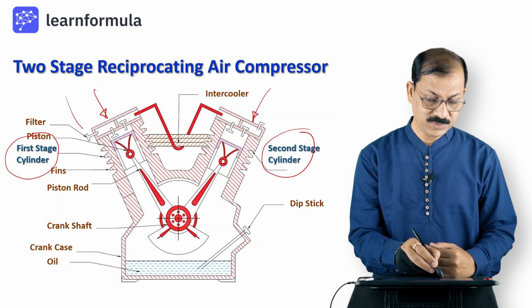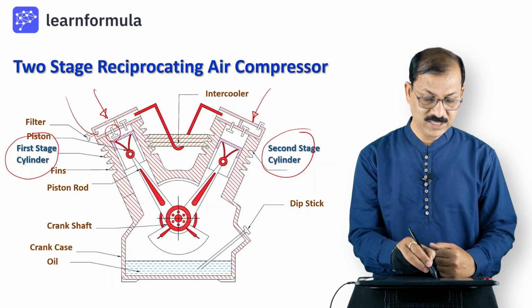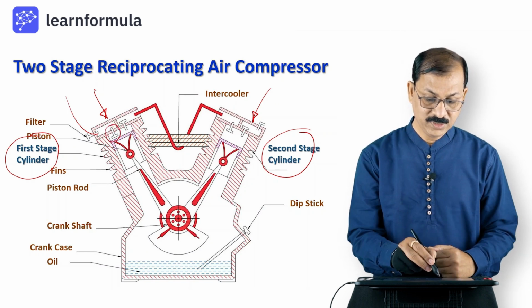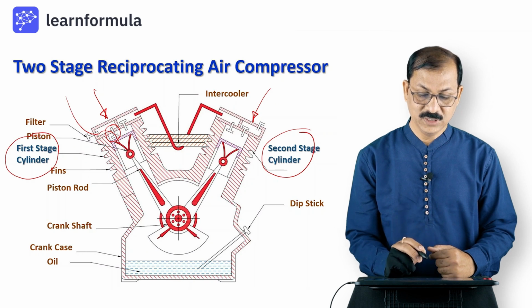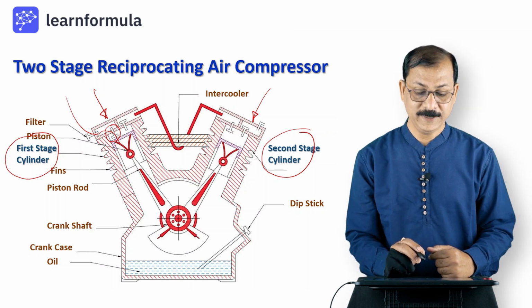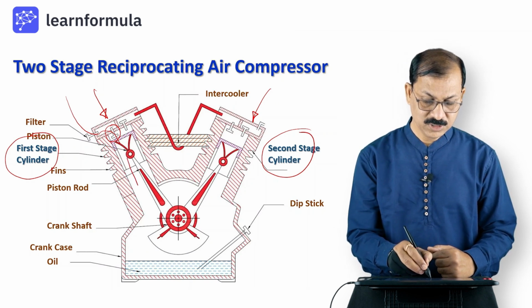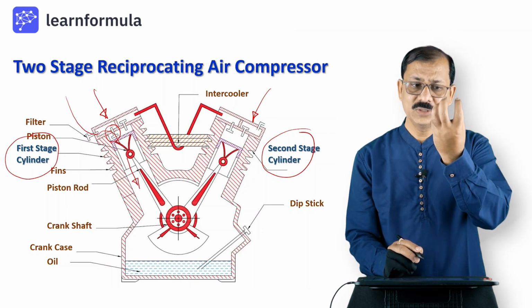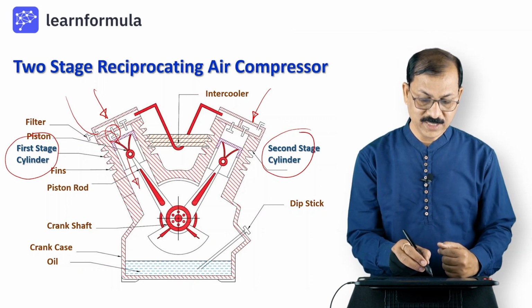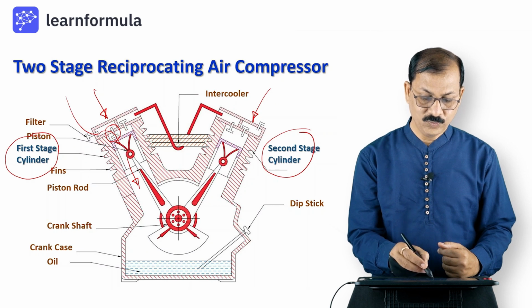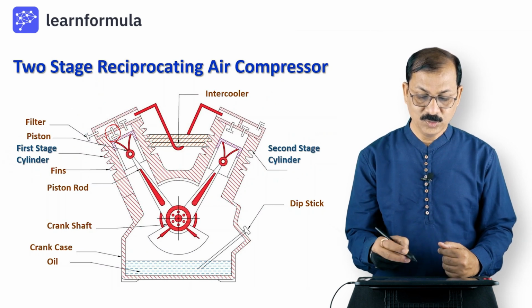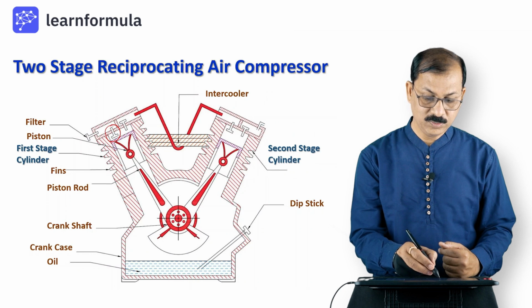First, the air comes in through the air filter. There is an inlet valve for stage number 1. The air comes into this stage number 1 cylinder. Because the piston is moving down, a vacuum is created on the top of the piston. Over here we see that there is a vacuum created, and because of the vacuum the air comes in.